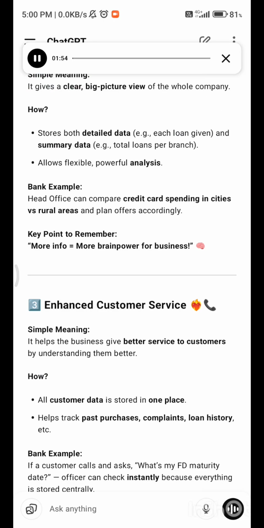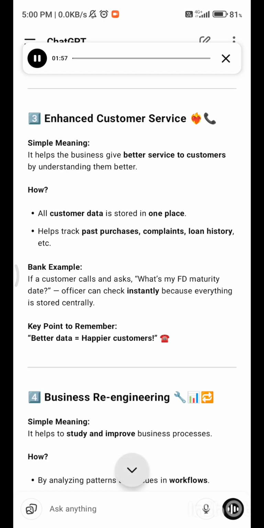3. Enhanced customer service. Simple meaning, it helps the business give better service to customers by understanding them better. How? All customer data is stored in one place. It helps track past purchases, complaints, loan history, etc. Bank example: if a customer calls and asks, "What's my FD maturity date?" the officer can check instantly because everything is stored centrally. Key point to remember: better data equals happier customers.